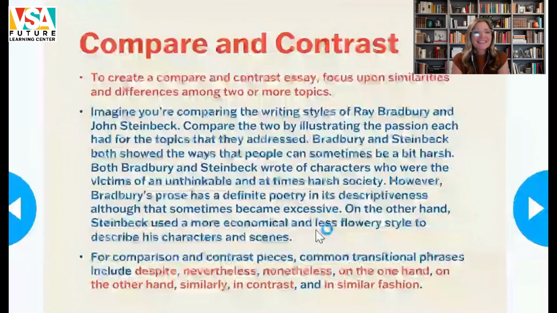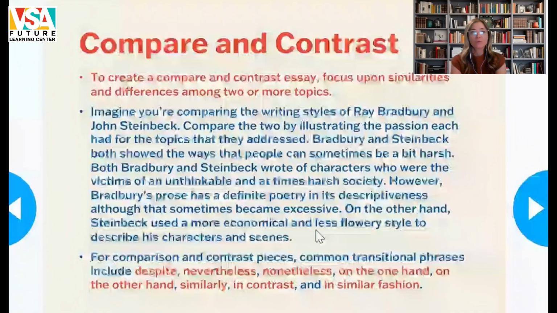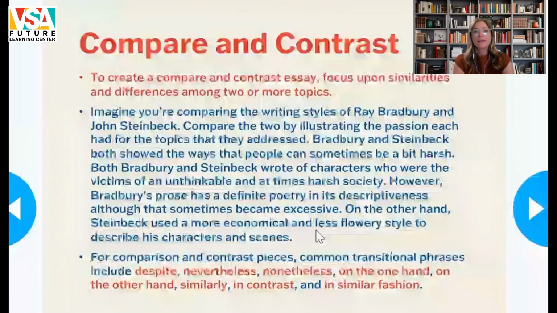It's very strong, yes. So we're looking at similarities and differences between two or more topics. So imagine you're comparing the writing styles of Ray Bradbury and John Steinbeck, two very prominent authors. You would compare the two by illustrating the passion that each had for the topics that they were addressing. Bradbury and Steinbeck both showed the ways that people can sometimes be a bit harsh. Both wrote of characters who were the victims of unthinkable and at times harsh societies.